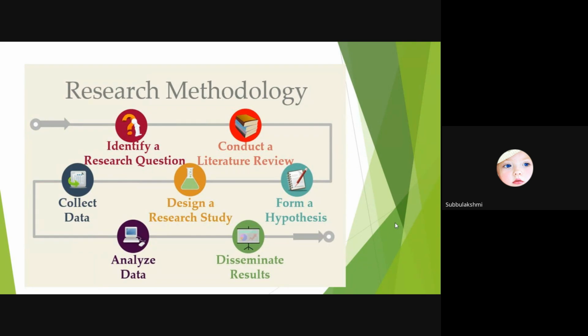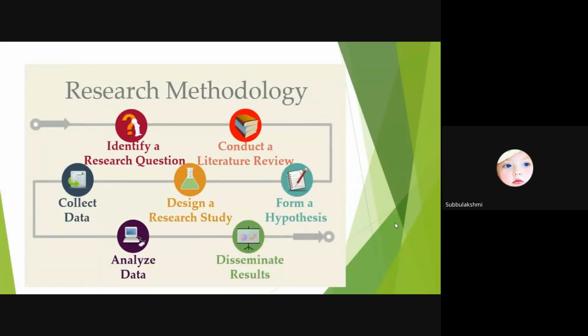Now the next step is we form a hypothesis. A hypothesis is a hypothetical statement. It talks about what the problem is, how we are going to focus on it, and what end point we expect. What is it that we want to give?